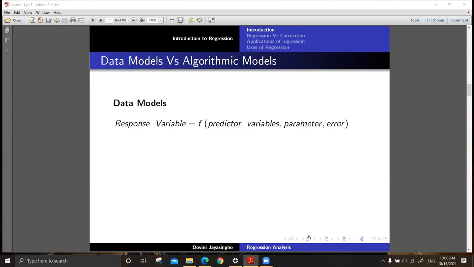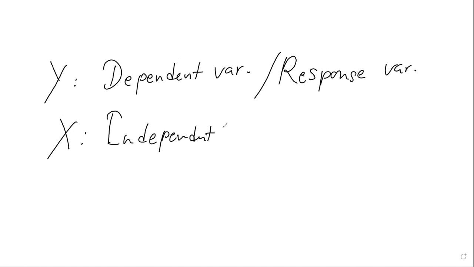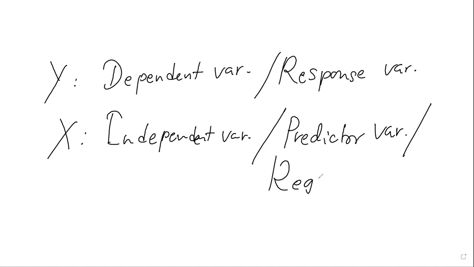I'll write it for you. Dependent variable or response variable. This is the response that you are recording. X you call independent variable, or you can say predictor variable, or you can say regressor variable.